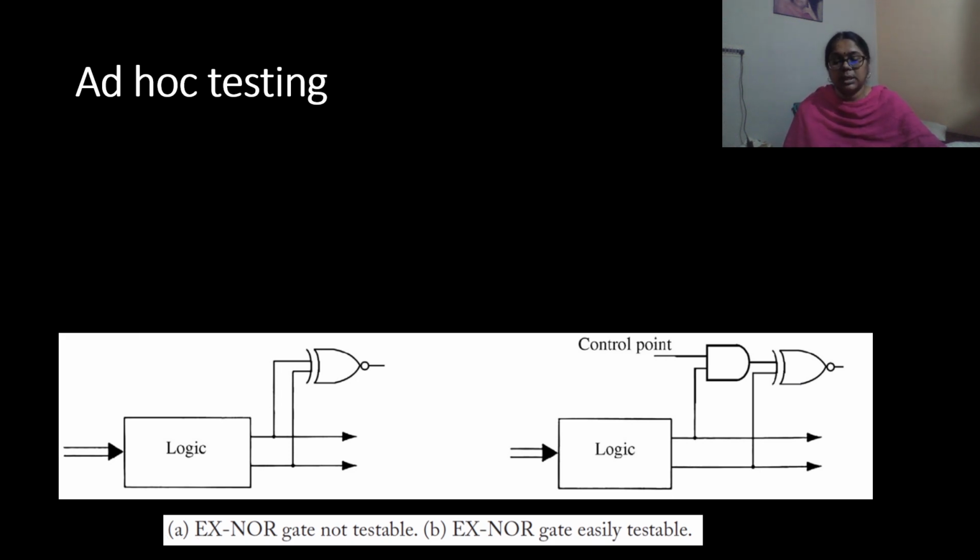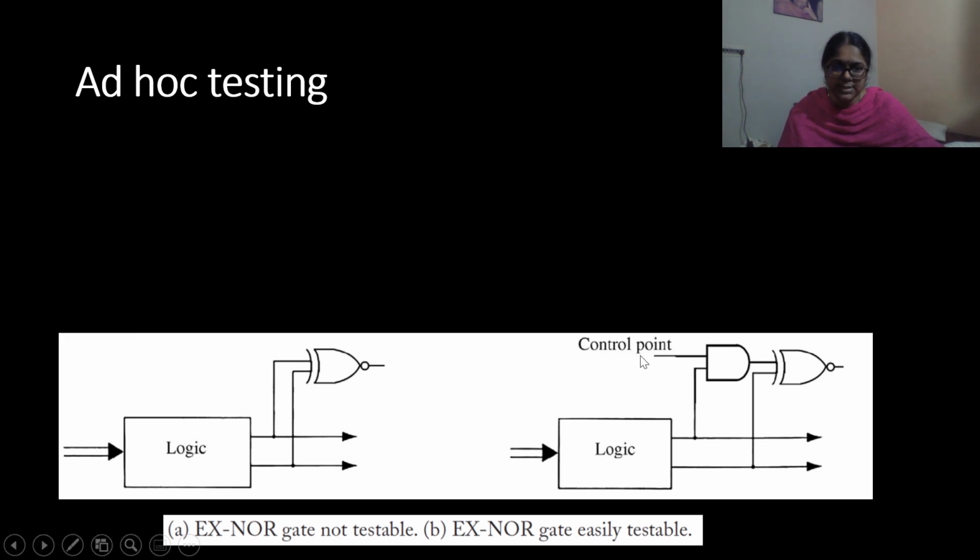So the input of the XNOR gate, and we are actually adding the control point. The operation of the circuit can be controlled via the added point. To test for stuck-at-1 fault at the output of the XNOR gate, control point is set to logic 0.